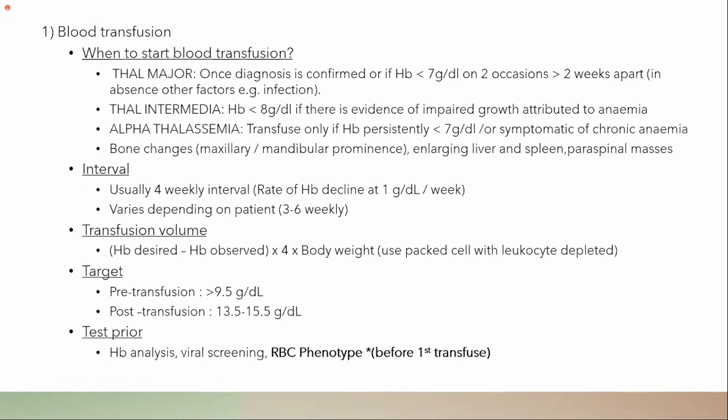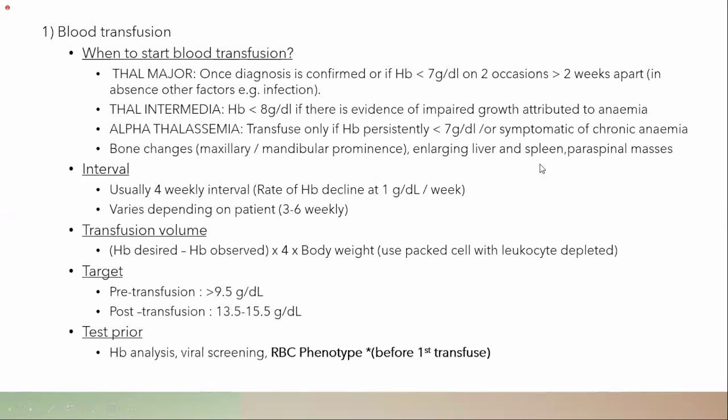For thalassemia major, we should start transfusing when the diagnosis is confirmed, when the hemoglobin is less than 7 on 2 occasions more than 2 weeks apart. For thalassemia intermedia, we look at a hemoglobin level less than 8 and start transfusing. For alpha thalassemia, we only transfuse when the patient's HB level is below 7, or when they present with symptomatic chronic anemia. We also start transfusing when the patient already has bone changes, a large spleen, and also a paraspinal mass.